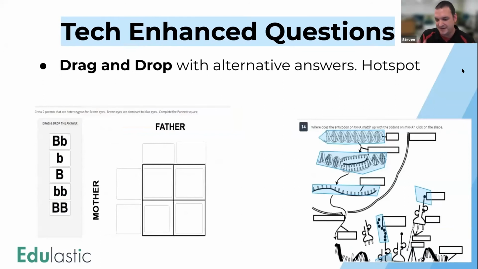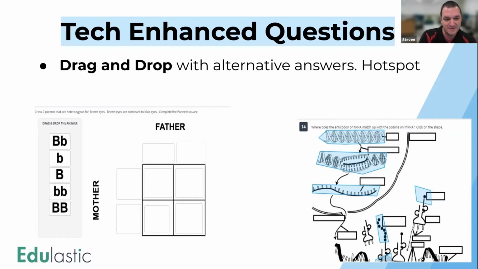Drag and drops again. I really enjoy these. But this is a really neat example on the left side, doing Punnett squares. And a little bit of error on my side was in this scenario. So Punnett squares, you're putting in the parents on the outsides, you're putting the kids on the inside.